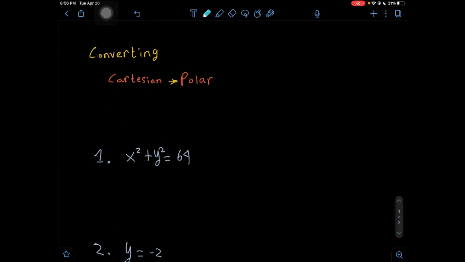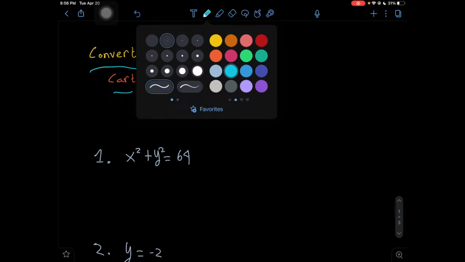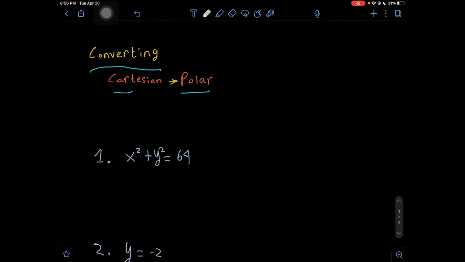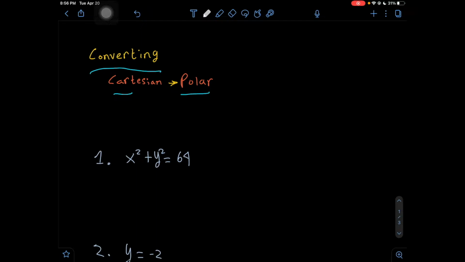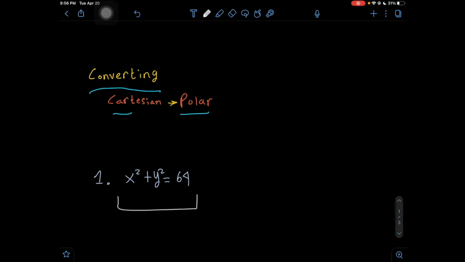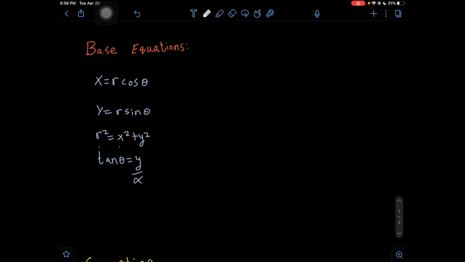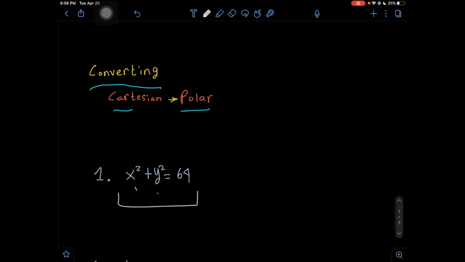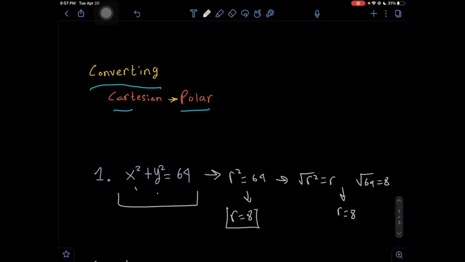The first practice problems say that we are converting between Cartesian and polar equations. Our first problem says x squared plus y squared equals 64. Let's go back to our base equations and see if we can substitute anything. We can see that r squared equals x squared plus y squared, so we can substitute r squared for x squared plus y squared. So our new equation is r squared equals 64, and we just need to isolate r. We know r equals 8, because we take the square root of both sides. The square root of r squared equals r, and the square root of 64 equals 8. So r equals 8 is our answer for number 1.